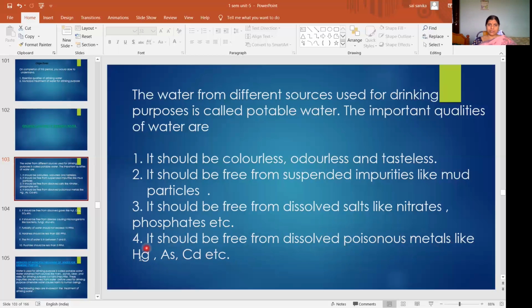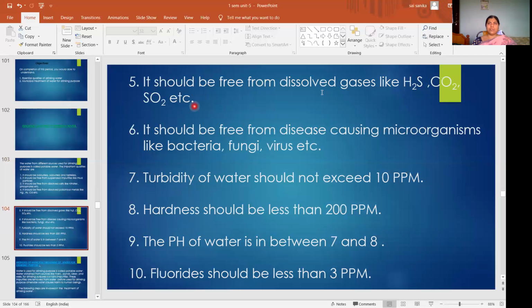So presence of mercury, what you will get, this main water disease. These metals should not be present in the water. Then it should be free from dissolved gases like hydrogen sulfide, carbon dioxide, sulfur dioxide, etc. These gases also should not be present in the water: H2S, CO2 and SO2.